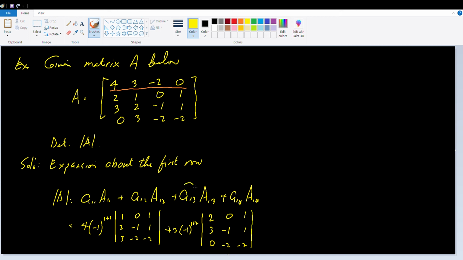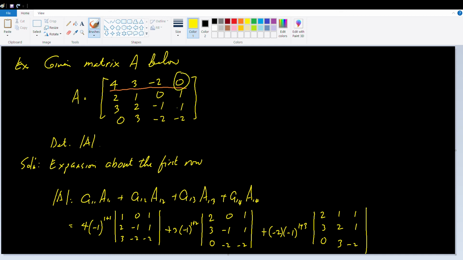Then, we go to the element A13. First row, third column, so that will be negative 2. So, plus negative 2, multiplied to the cofactor A13. We just multiply this by negative 1 raised to 1 plus 3. And then delete the first row, third column. And what do we get? 2, 1, 1, 3, 2, 1, 0, 3, negative 2.